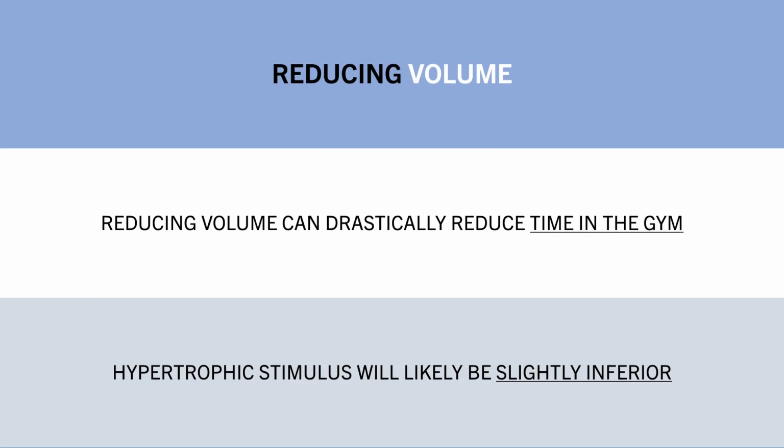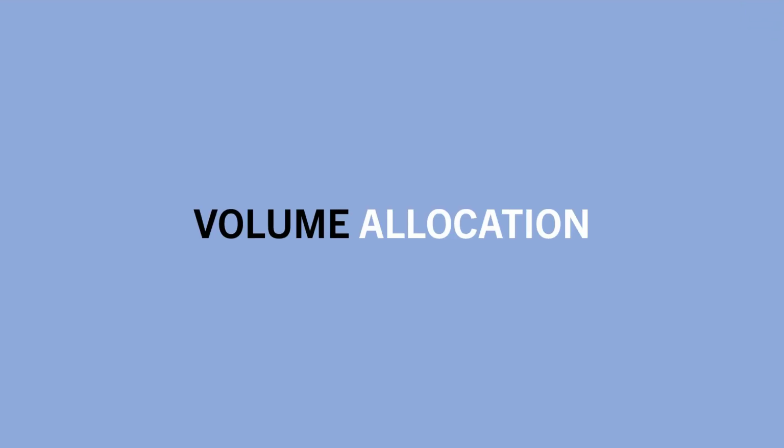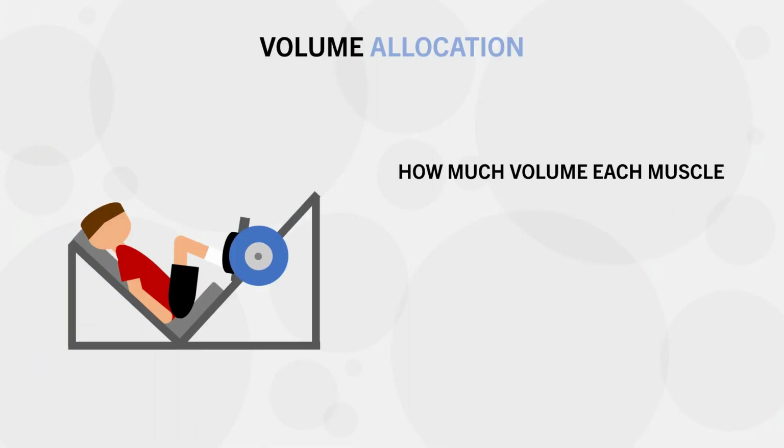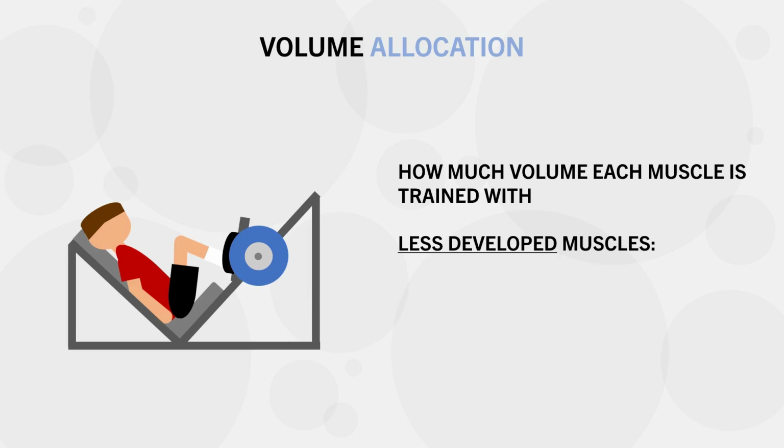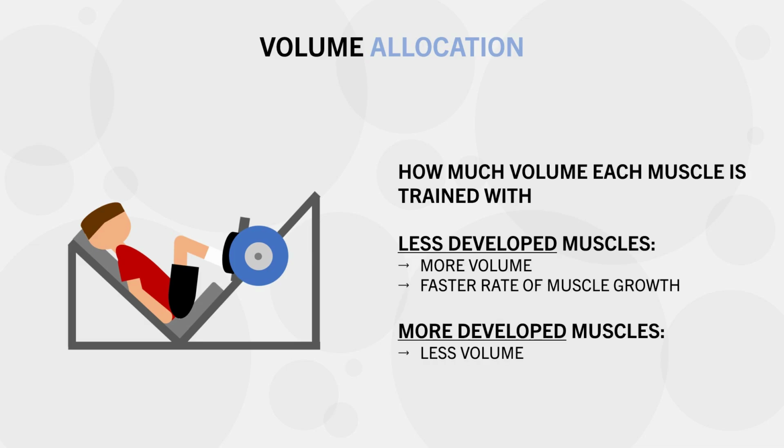And the other way we can manipulate volume to make training more time efficient is via what I like to call volume allocation. This refers to how much volume we train each individual muscle with. So rather than performing the same number of sets for each muscle, we may want to allocate more or less volume to different muscles based on which muscles are more or less developed relative to others. In simple terms, we would probably want to perform more volume for our weaker muscle groups so that they can grow at a faster rate, and we would probably want to perform less volume for our stronger muscle groups to grow at a slightly slower rate.